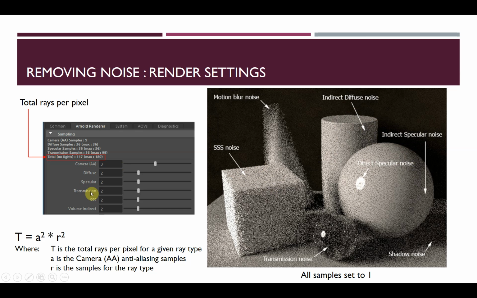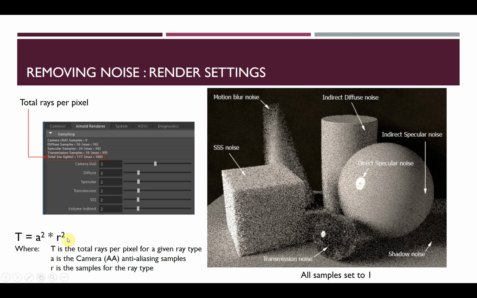We've got our transmission, that's light that goes through transparent objects and refracts. We've got our subsurface scattering, so that's light that's coming into an object, scattering inside the object, and then leaving the object in our subsurface scattered surfaces. And then we've got our volume indirect, and that's light that's interacting with any kind of volumetric elements that we've got in our scene. In this case, we haven't got any volumetric elements.